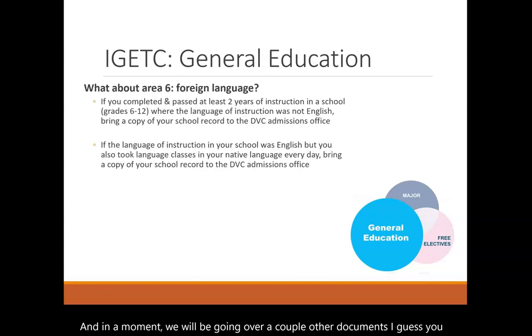So what about area 6, foreign languages, that area on the back? Typically, international students aren't required to take any additional language once studying in the US. And if you fall into any one of these categories, you just want to submit your high school record or transcript to the DVC admissions office. And as usual, I would say do it sooner rather than later.